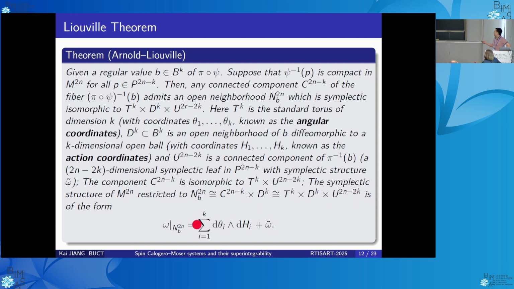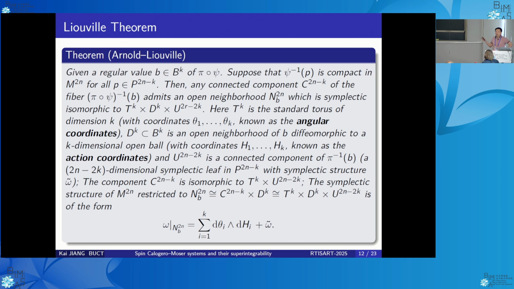And here we have the action coordinates h. These are the Hamiltonian functions. And these are the angle coordinates theta. In fact, these are the coordinates on the torus. And this omega tilde is the remaining part, on this symplectic manifold. So we have this local decomposition.